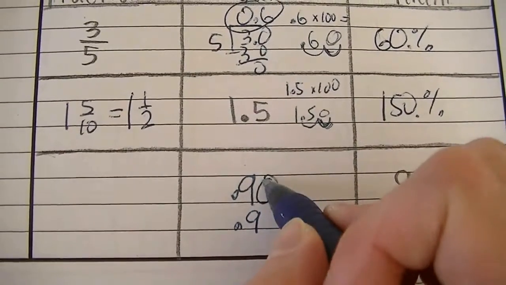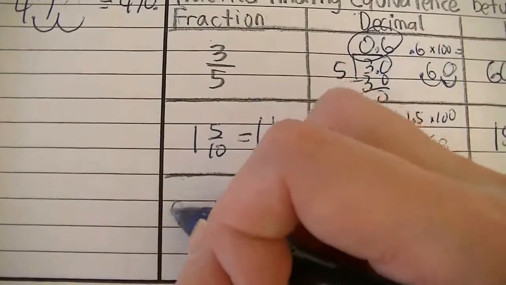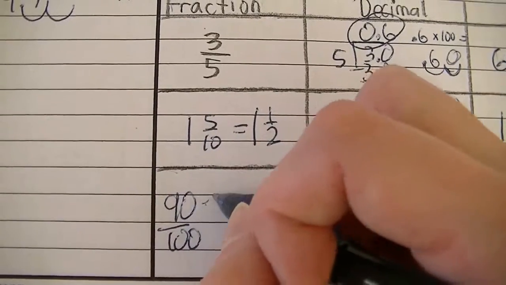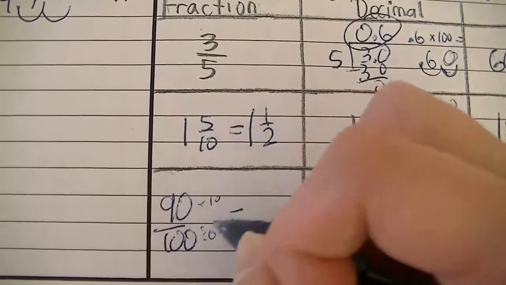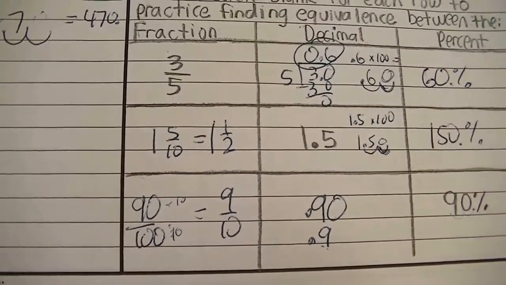All right, now let's say it out loud. 90 hundredths. Write down what you said. 90 hundredths. Now simplify it. Divide by 10, divide by 10. That's going to be 9/10. Oh, just like that. Okay?